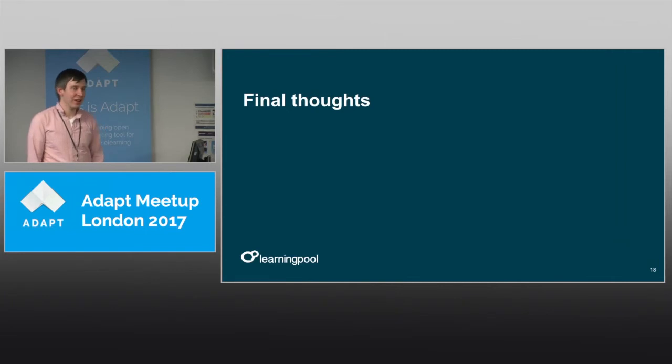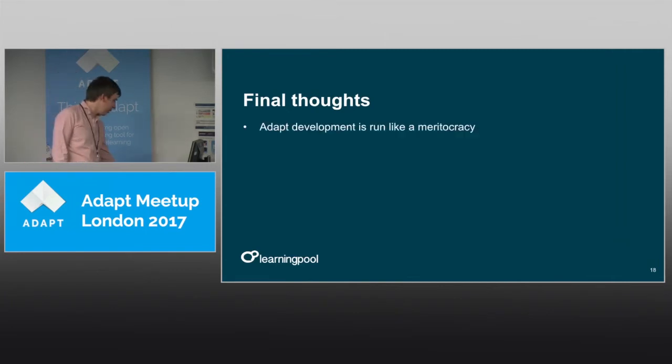So final thoughts. I think it's fair to say at this point that Adapt development is more like a meritocracy. There are specialists within particular teams. Matt's given a talk on Spoor next. He's the go-to guy for that. Always a genius. Chuck's the documentation guy. I'm the often-told person.